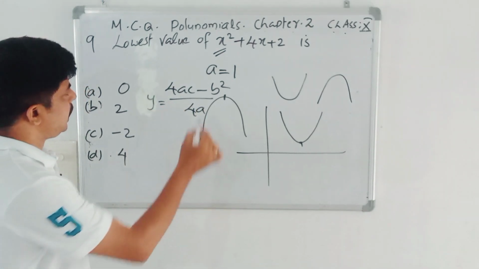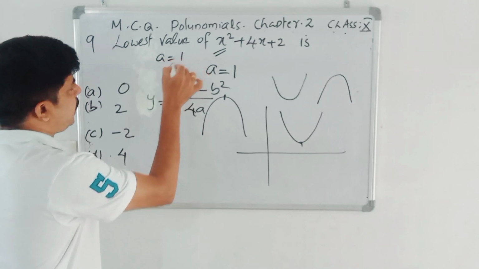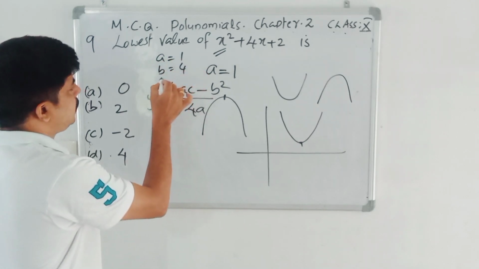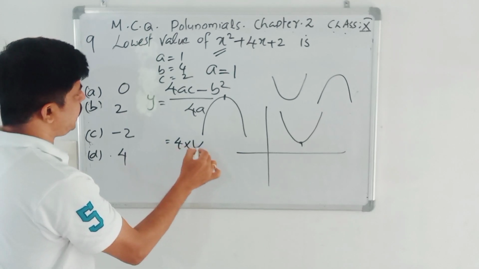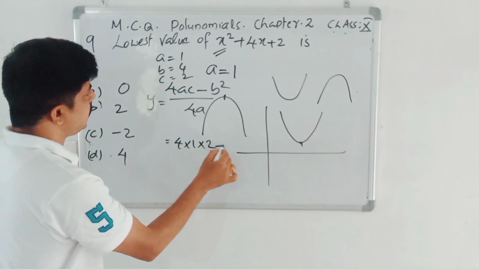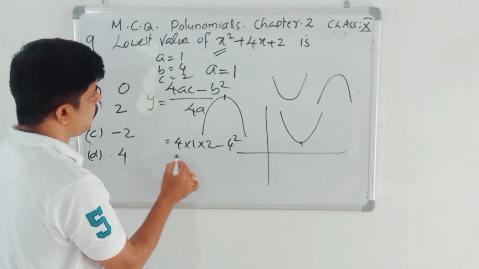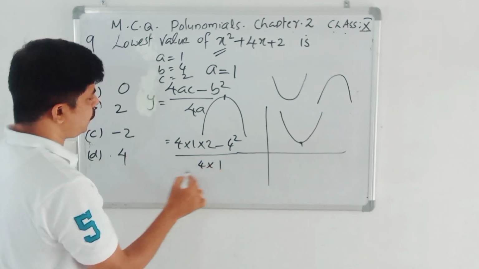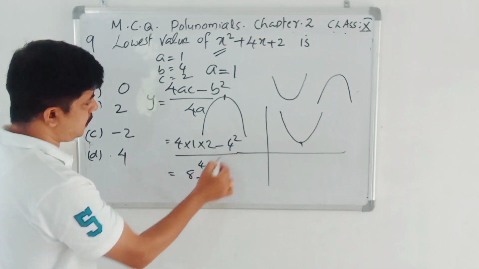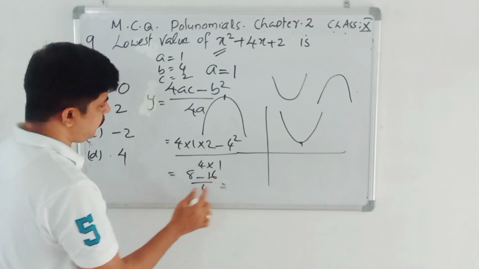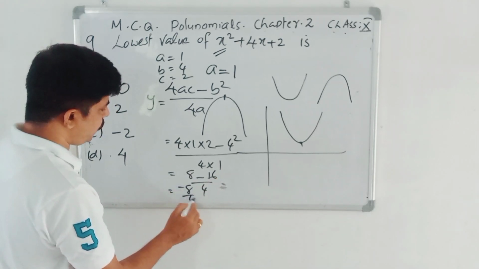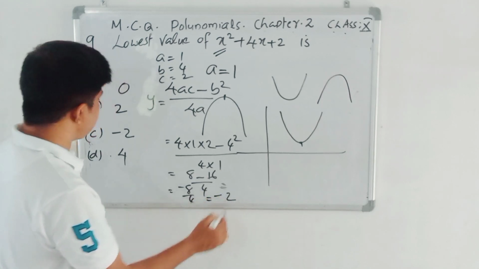What are a, b, c here? In our question a is 1, b is 4, c is equal to 2. We have 4 into 1 into 2 minus b square, 4 square, by 4 into 1. That is 8 minus 16 by 4. 8 minus 16 is negative, so we have negative 8 by 4. Therefore, the minimum value is negative 2.